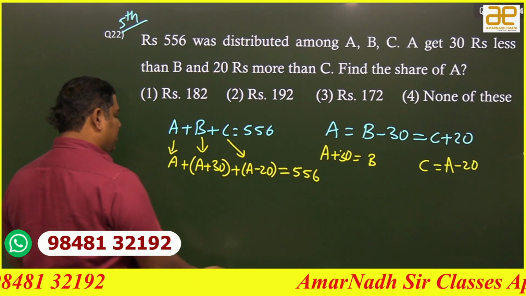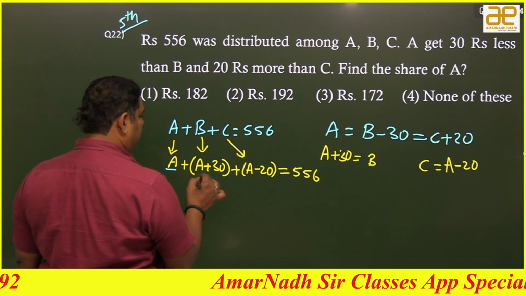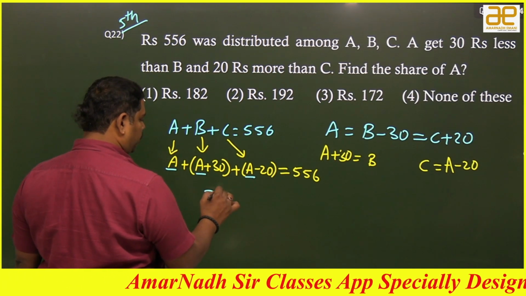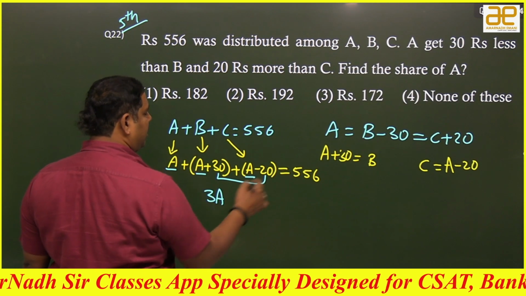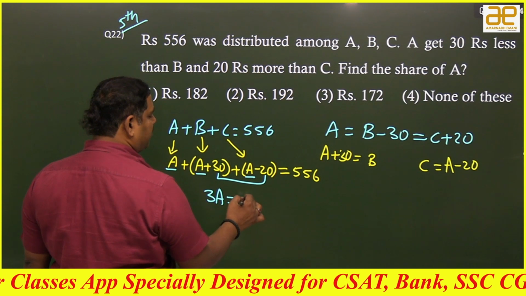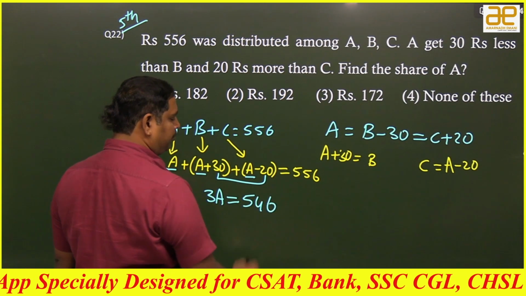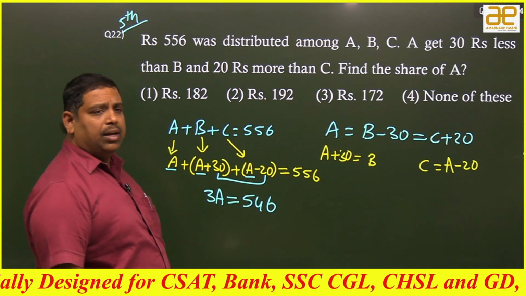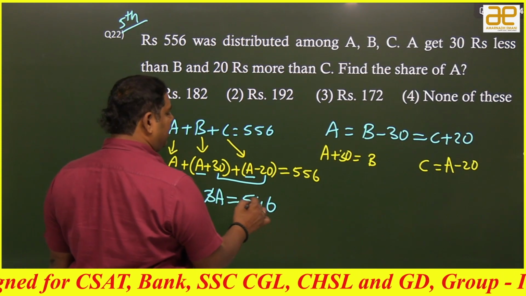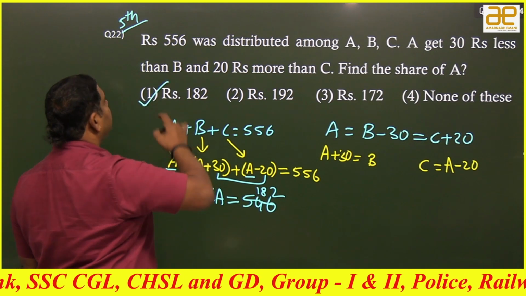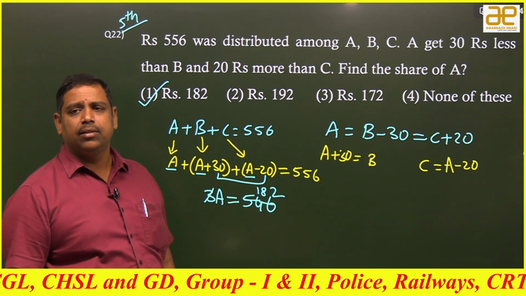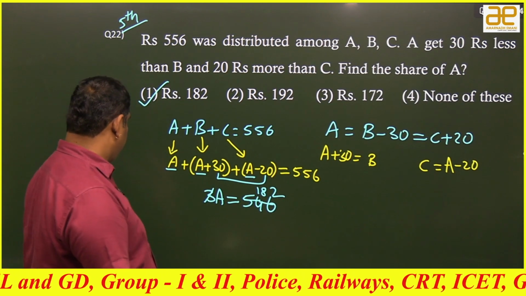Now what we have to observe? A plus A plus A means 3A. 30 minus 20 means plus 10. Move that side, minus 10. It will be 556 minus 10 is 546. Then value of A means cancel with 3. 3 18s, 3 2s. So, what is the answer? 182. So, answer is first option. How funny it is. Let's see the next beautiful one.